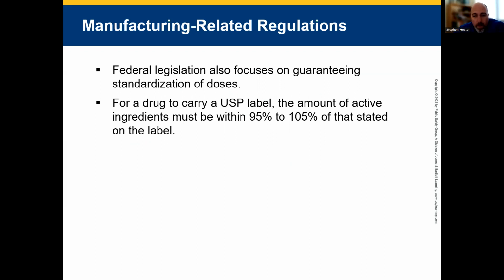All right, federal legislation also focuses on guaranteeing standardization of doses. Standardization assures patients that when they take a medication with a stated amount of the active ingredient, they will receive that amount of the drug. So for a drug to carry a USP label, the amount of active ingredient must be within 95 to 105% of that stated on the label.